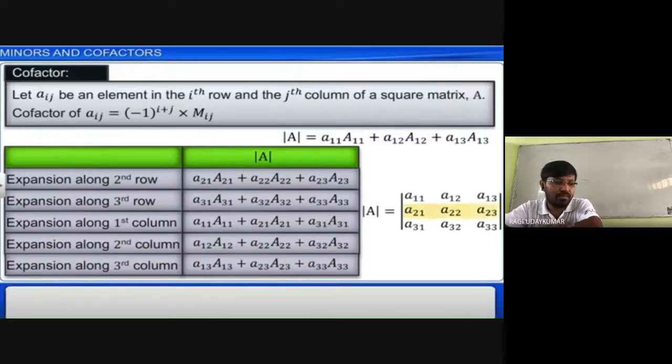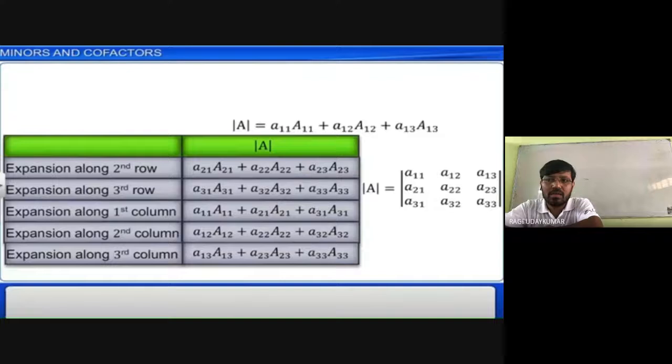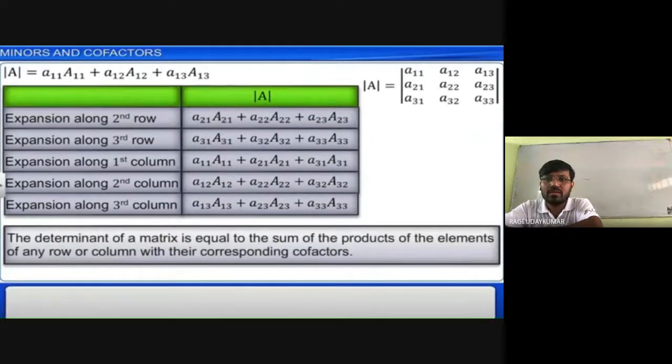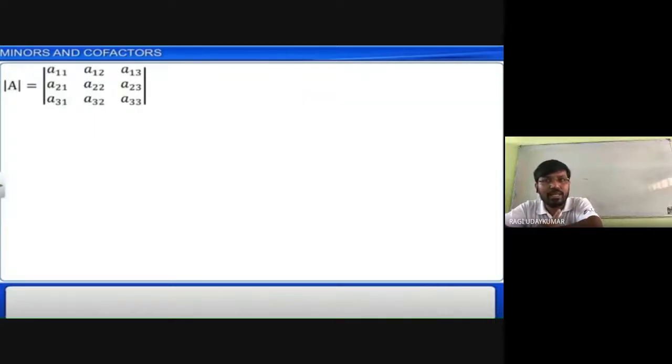Third row, first column, whenever you take the second column or third column, in the same way we can write the determinant of the matrix using the minors and the cofactors. It's an easy task for you to find the minors and cofactors. So the determinant of the matrix is equal to the sum of the products of the elements of a row or a column with their corresponding cofactors. So the determinant can be found with the help of the cofactors.